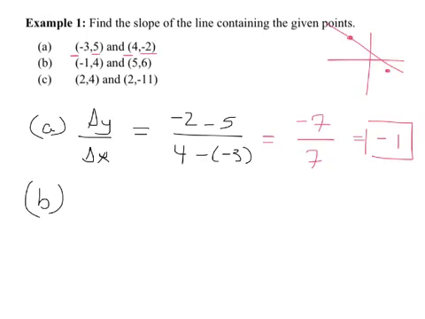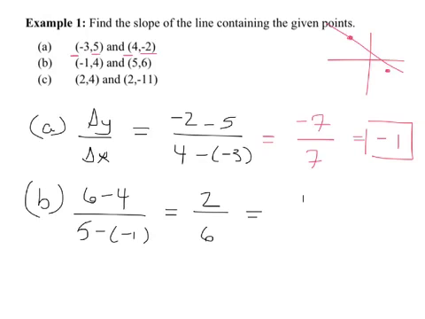Part B, let's look at our change in y. Our change in y in this case is going to be 6 minus 4. And our change in x is 5 minus negative 1. 6 minus 4 is 2. 5 minus negative 1 is 6. 2 over 6 is 1/3. So my slope for part B is 1/3.